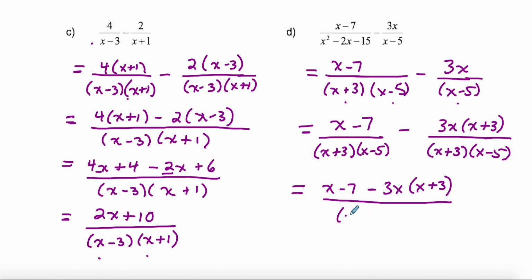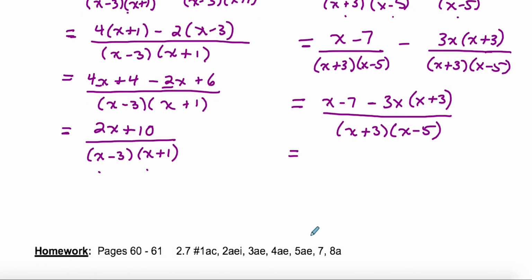And I'm going to keep my denominator. Don't mess with the denominator after it's in factored form. Just leave it as it is. That's what most teachers would tell you. In the numerator, I still have some simplifying to do. This would be negative 3x squared minus 9x over x plus 3 times x minus 5.